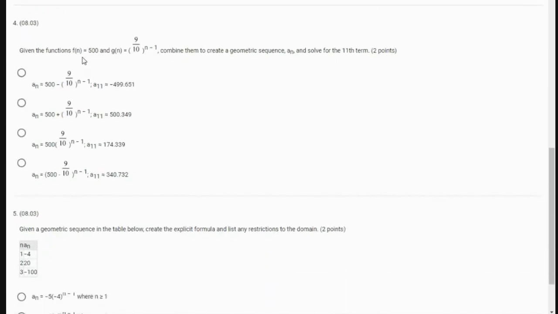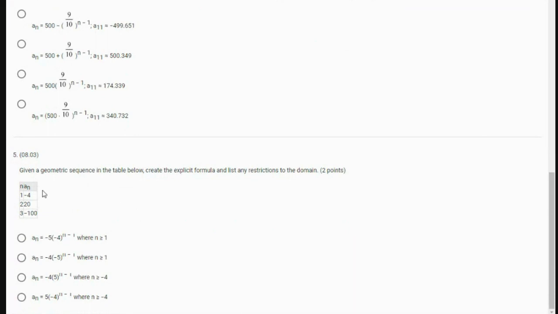Okay, given the functions f of n equals 500 and g of n equals 9/10 to the n minus 1, combine them. Would you subtract, add, multiply, or what are they doing there? Oh, they're multiplying the 500 times the 9/10 inside the parentheses. Okay, so which one of those would it be, and which one is the 11th term?